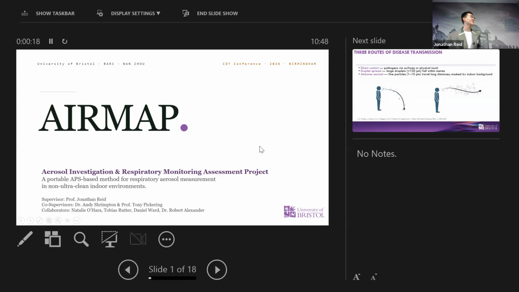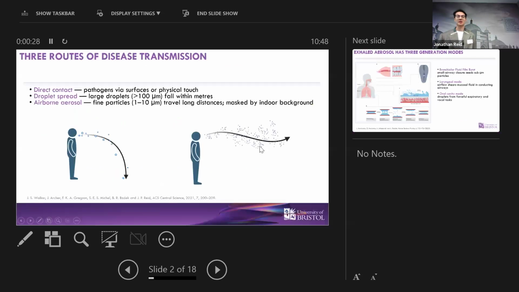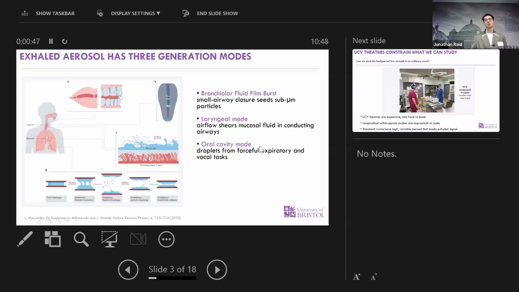Hi, good morning. I'm Nan, and today I'm presenting my CDT project, AirMap, the Aerosol Investigation and Respiratory Monitoring Assessment project. Let's start with some basics. First, there are three routes of disease transmission: direct contact, droplet spread, and airborne aerosols. Airborne aerosols are particles ranging from 1 to 10 micrometers, travel long distances, and can be easily masked by indoor background. For exhaled aerosols, there are generally three generation modes: the bronchiolar fluid film burst, the laryngeal mode, and the oral cavity mode.